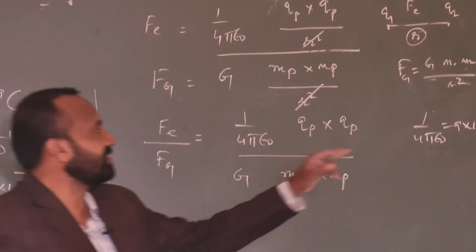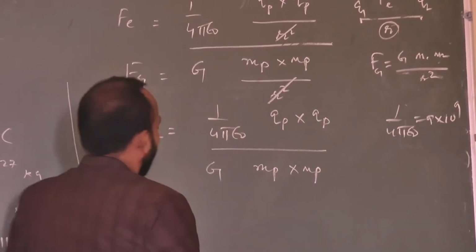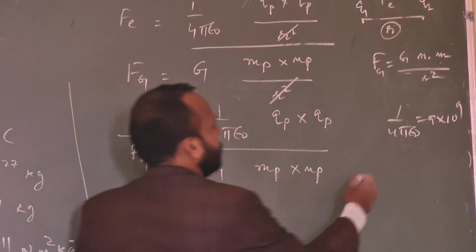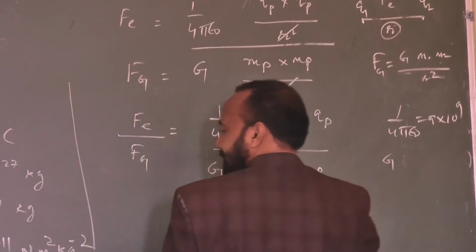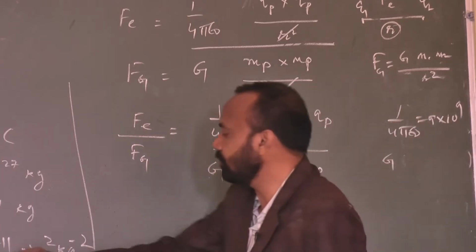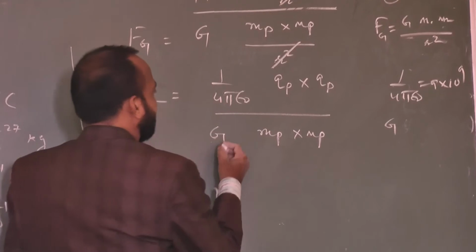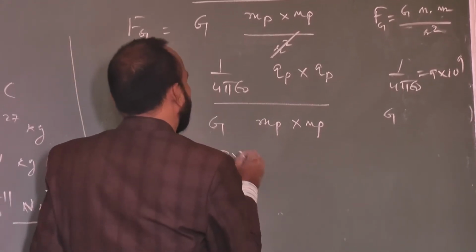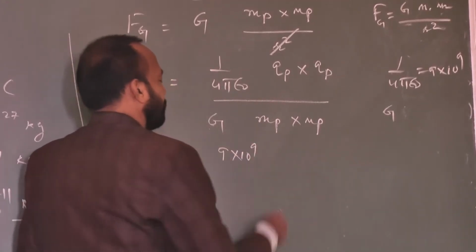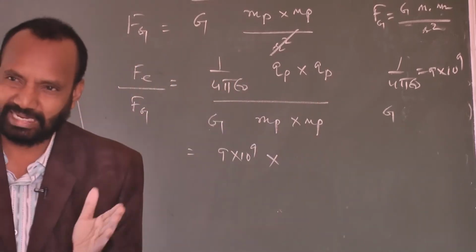What is the unit of this? Newton, accordingly the epsilon unit will be written. Then G value is equal to 6.67 into 10 to the minus 11, unit is Newton meter square per kg square. Now I will put the values here. This is 1 by 4 pi epsilon naught, 9 into 10 to the power 9, Qp into Qp, 1.6 into 10 to the power minus 19.